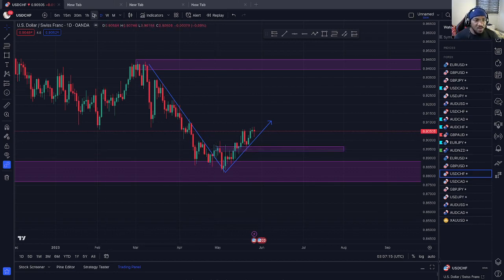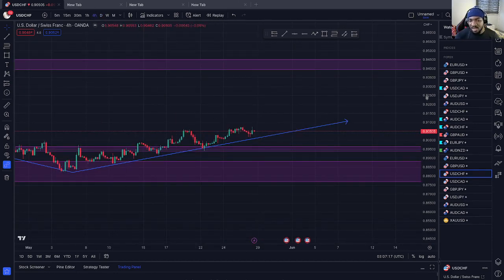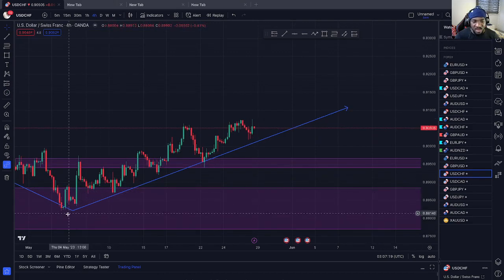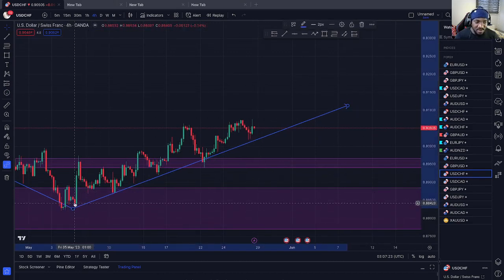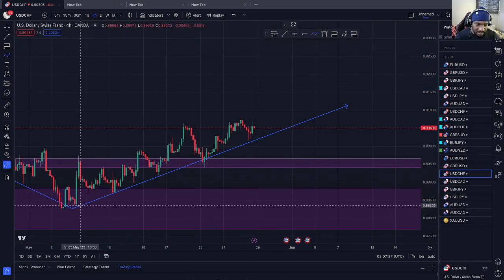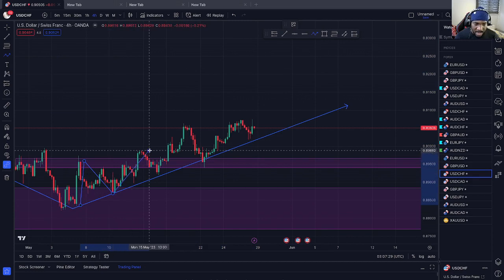So when we go to our 4-hour time frame, you can clearly see that even with the trend line drawn, this is following our trend, and the market has been doing a series of higher high, higher low, higher high, higher low, higher high, higher low.